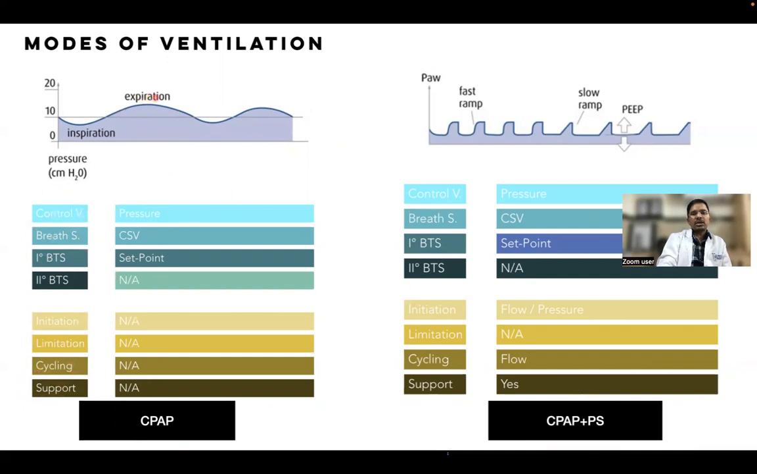In CPAP ventilation, the patient is continuously taking breaths with a set point of pressure. What is the pressure? CPAP pressure. But there is no support, there is no initiation. All initiation is done by the patient. Here, in case of CPAP plus pressure support, this is also continuous spontaneous ventilation. But here, the patient is initiating by the flow or pressure trigger, and cycling is also happening by the flow trigger that we discussed in the previous slides.